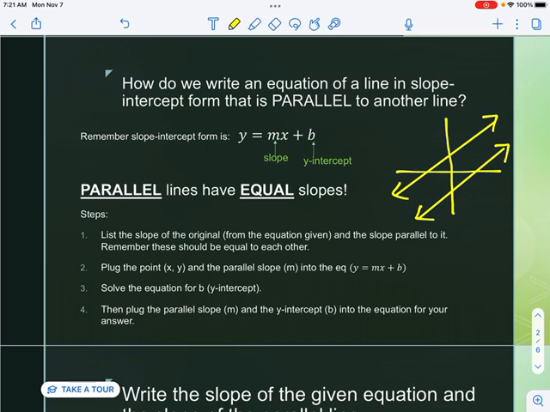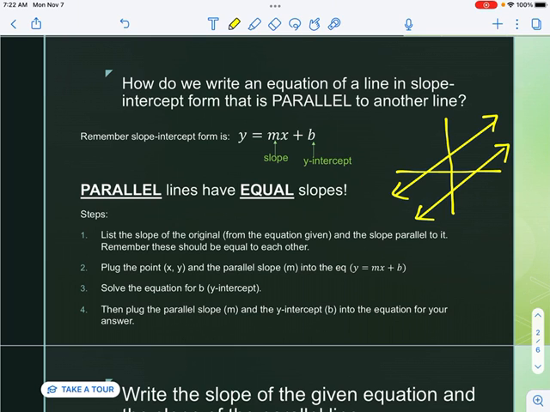So when you think of that, if they are never going to touch, then the rise and the run has to be the same for both. Because if my rise was steeper, then they're going to cross. If my rise was flatter, they're going to be crossing. So parallel lines will always have equal slopes.